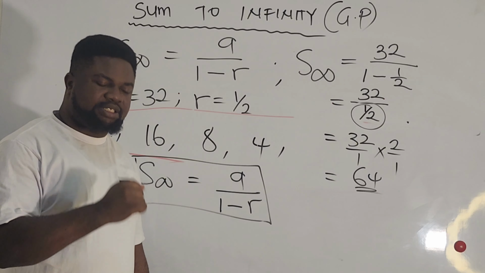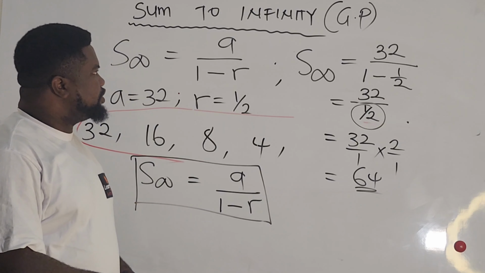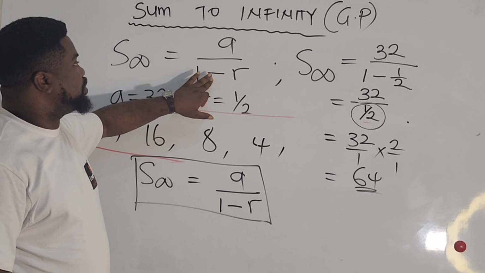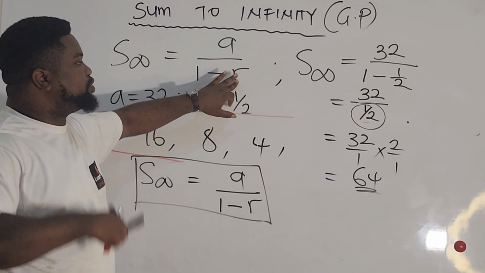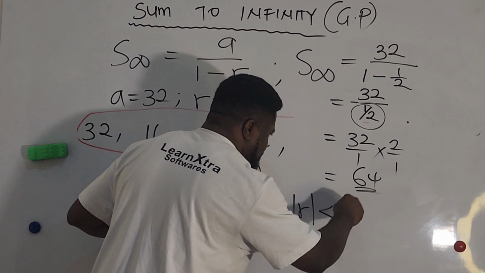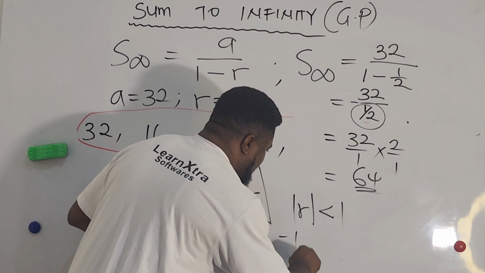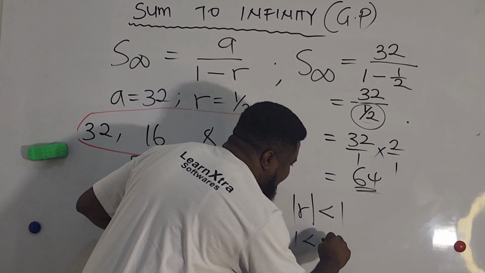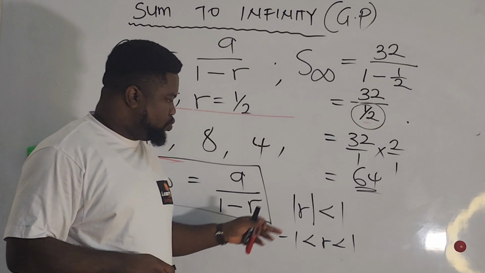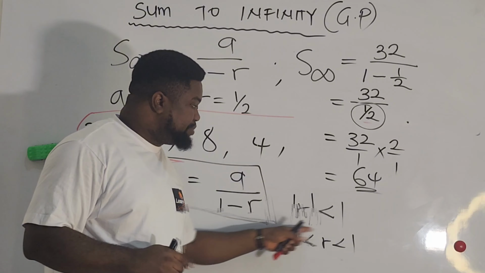This class is short and brief. Just note that sum to infinity is the first term all over 1 minus the common ratio. And I can sum to infinity if your common ratio in absolute value is less than 1. This means that -1 is less than r is less than 1. When we discuss inequality, we will look into this properly so you have a deep understanding of what I mean here.